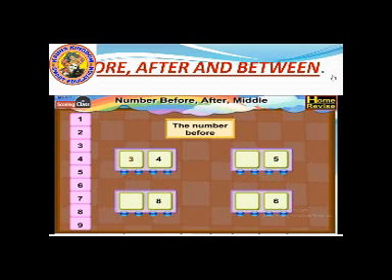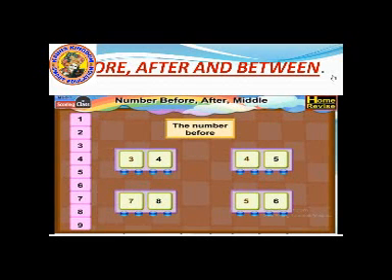Next is number 8. Tell me, what comes before number 8? You're right, it is number 7. So write 7 over there. What comes before 5? You are correct, it is 4. So write 4 in the block. Now last is 6. What comes before 6? Yes, it is number 5. So write 5 in the block.